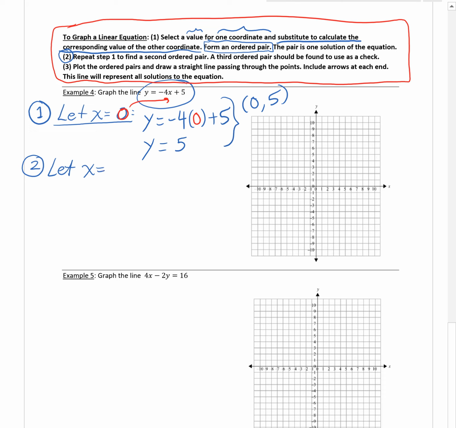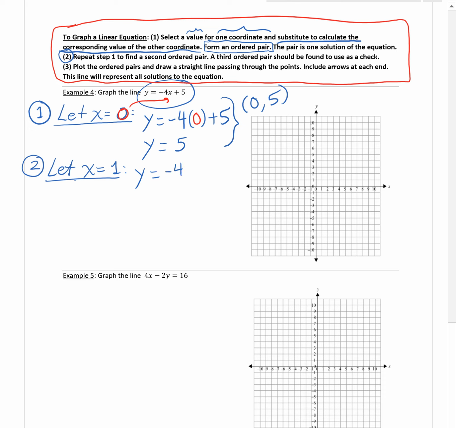Let x equal... And again, just to simplify it for yourself, keep x close to 0. You know, maybe try 1. I don't know, because 1 is a nice number. You won't get in too much trouble with 1 or 0. But you're going to do the same thing.